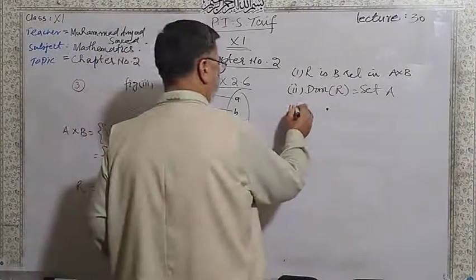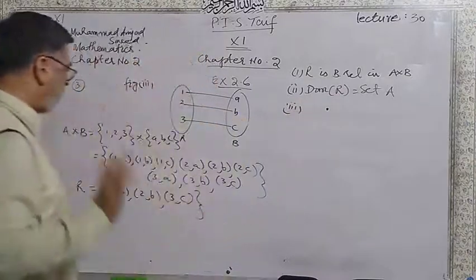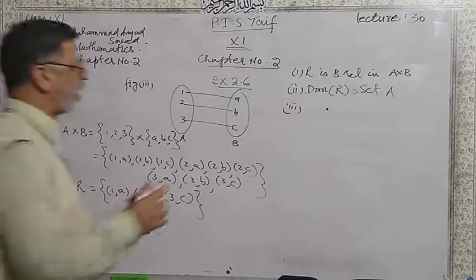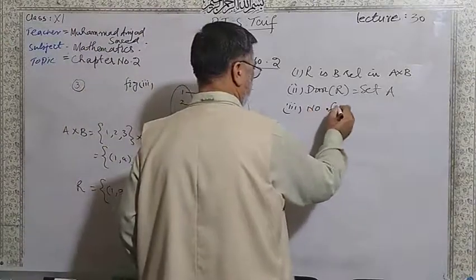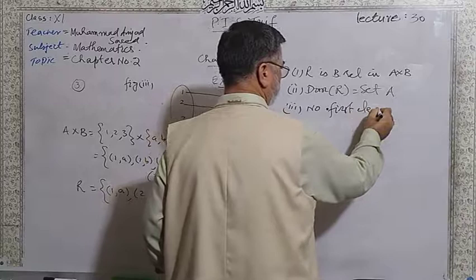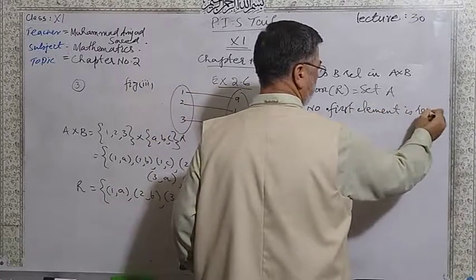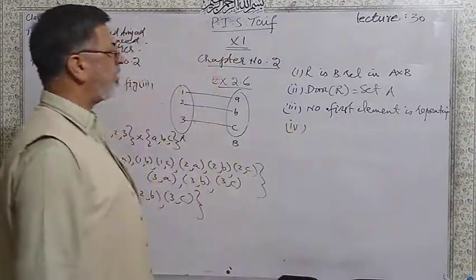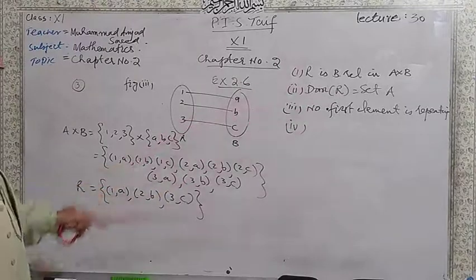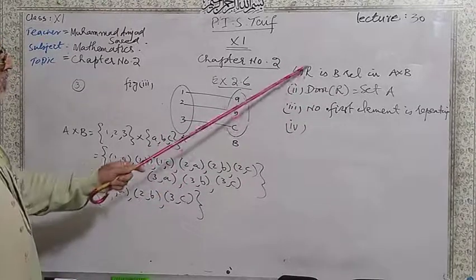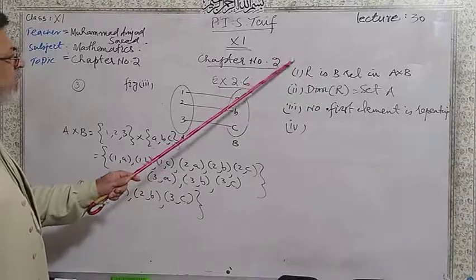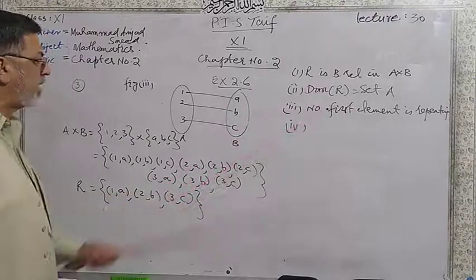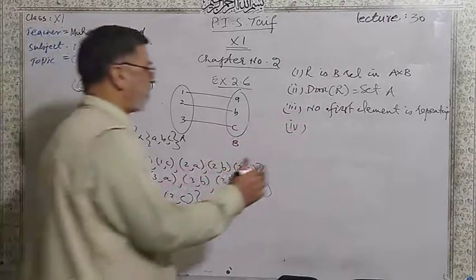Then number 3. What is number 3? No first element is repeating. Yes, actually 1, 2, 3. No first element is repeating. Number 4. Dear students, we are going to satisfy the conditions one by one, and we are moving forward gradually. Now 3 conditions are satisfied. It means that so far this function is an into function. But move forward.